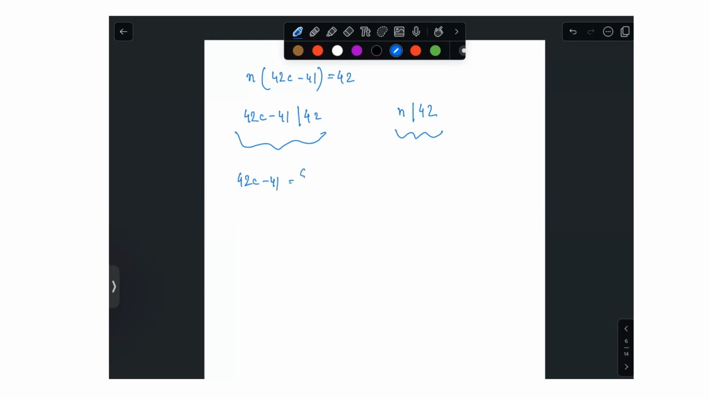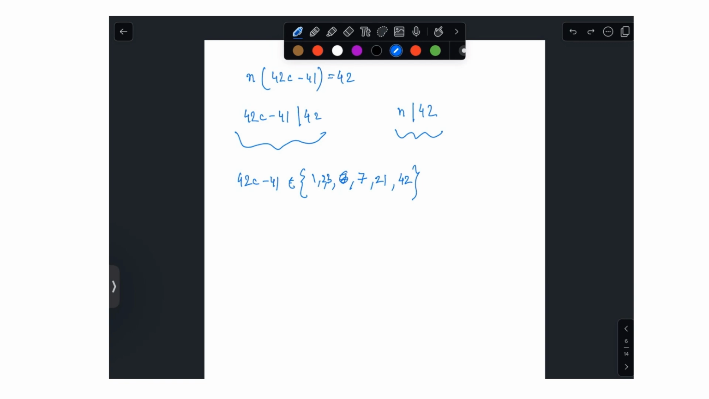So what are the factors of 42? It can be 1, 2, 3, 6, 7, 14, 21, and 42 itself. Tell me if I'm missing something. Did I miss something? Probably not. If I miss something, let me know. So that means 42c minus 41 must be among one of them, right?